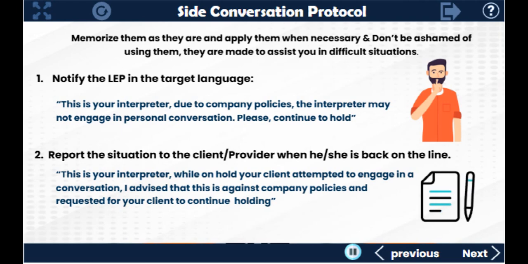Report the situation to the client/provider when he or she is back on the line. "This is your interpreter. While on hold, your client attempted to engage in a conversation. I advise that this is against company policies and requested for your client to continue holding."